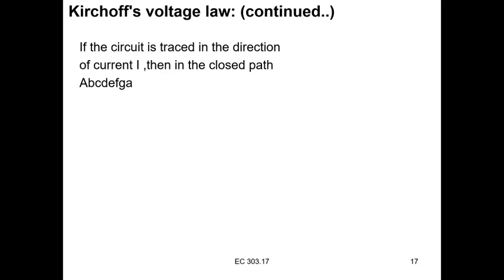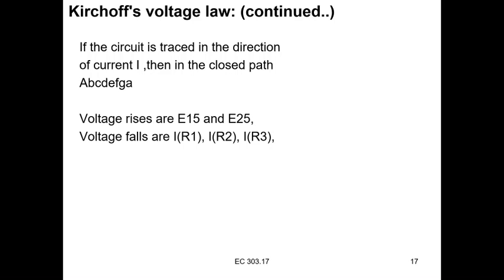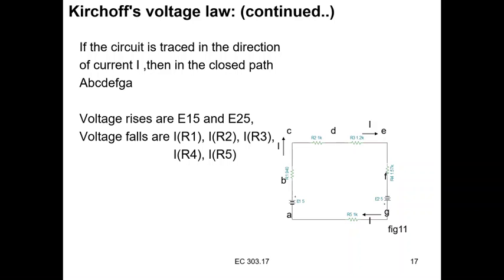So if the circuit is traced in the direction of current I, then in the closed path A, B, C, D, E, F, G, A. See here in this figure, the closed path A, B, C, D, E, F, G, A. It is a closed path.